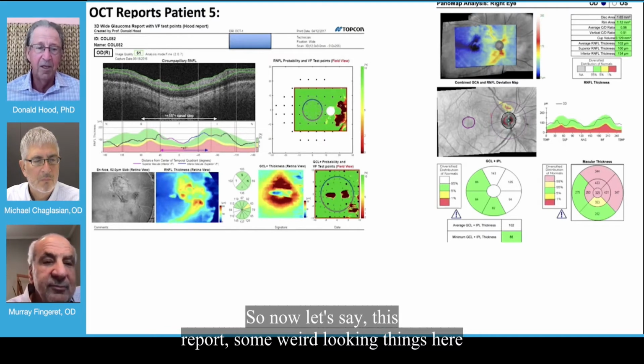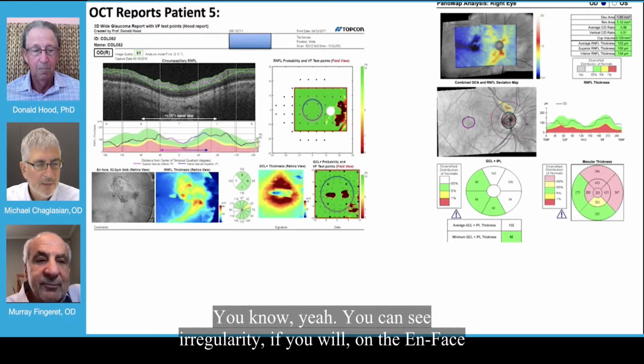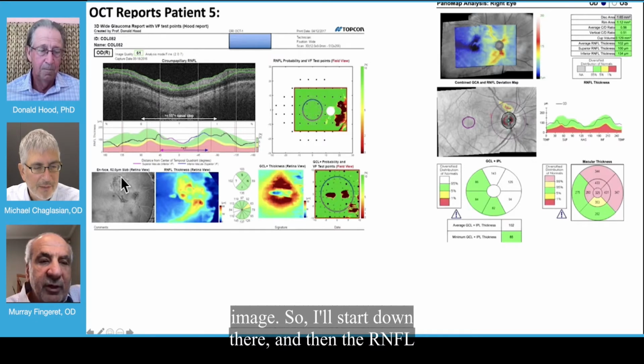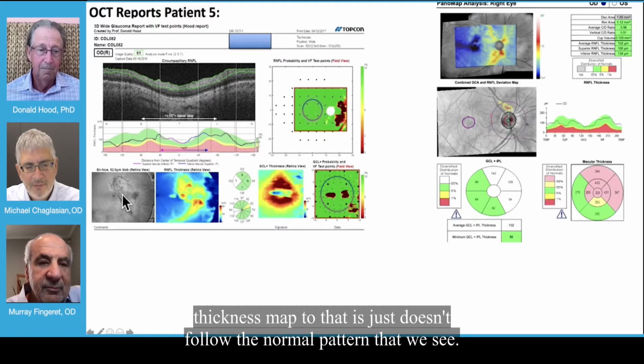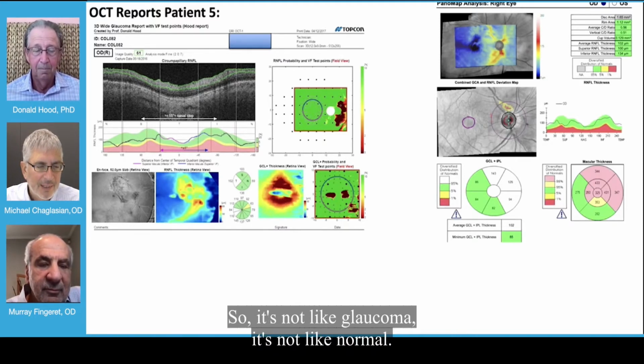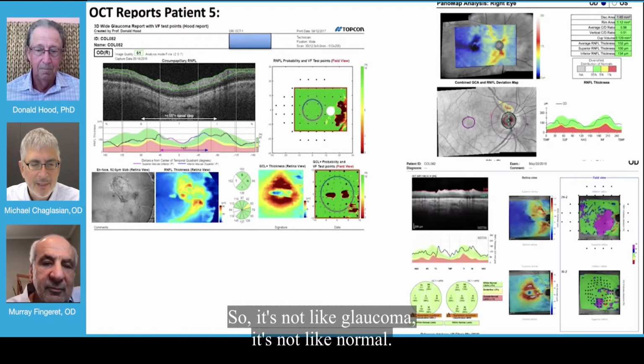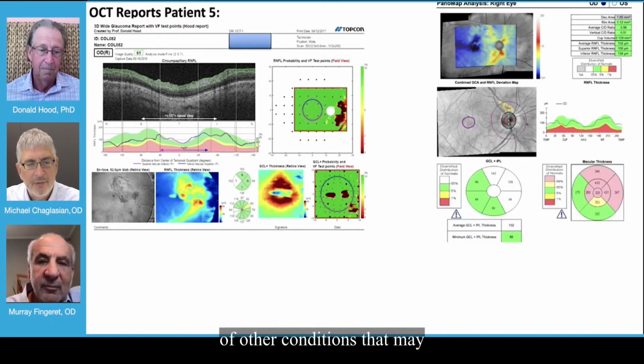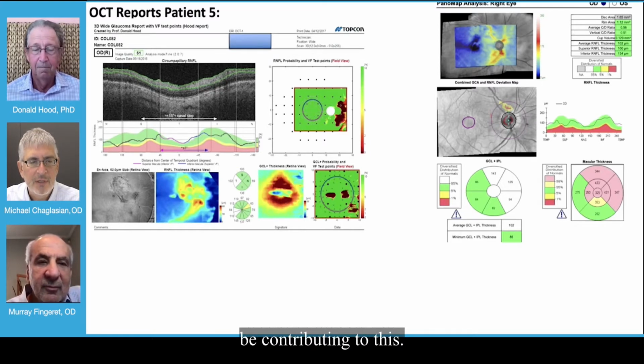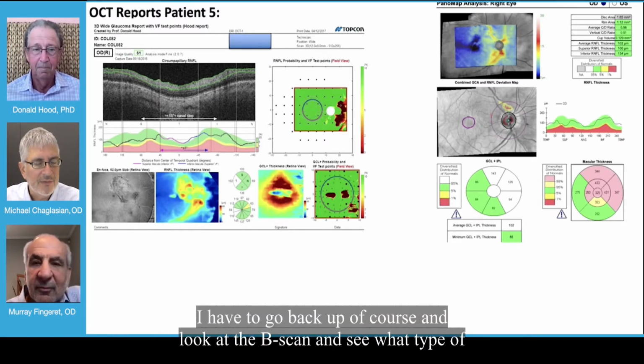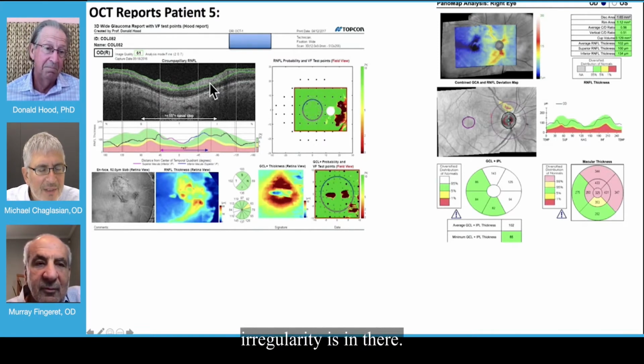Some weird looking things here. Yeah, you can see irregularity, if you will, on the en face image. So I'll start down there, and then the RNFL thickness map just doesn't follow the normal pattern that we see. So it's not like glaucoma. It's not like normal. I have to start thinking of other conditions that may be contributing to this. I have to go back up, of course, and look at the B scan and see what type of irregularity is in there.